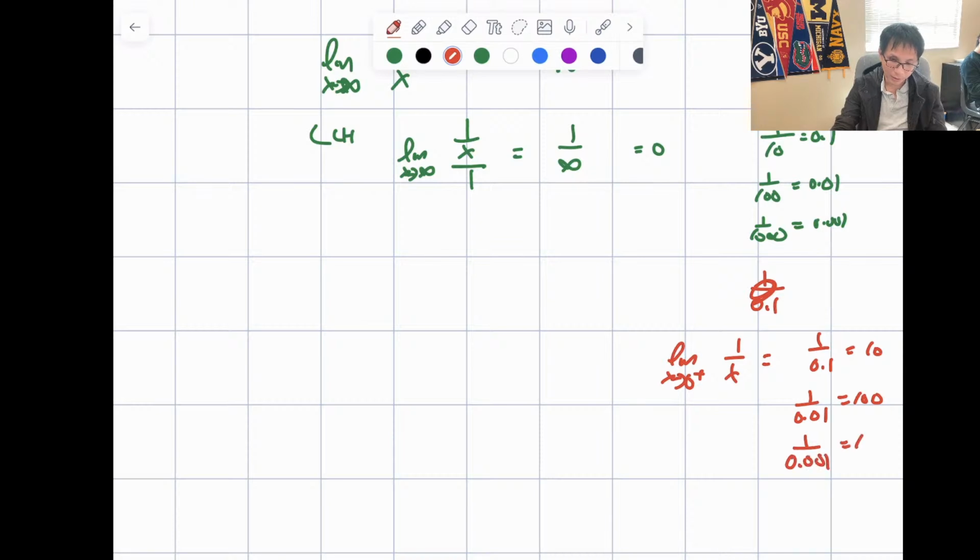1 over a really, really small value actually gets you a much bigger value. Does that make sense? So is any number over infinity just 0? Any number over infinity is 0, because it's infinitely small. Yeah. But if you have any number divided by something really, really close to 0, then that's going to go to infinity because you divided by a really small value. Is this okay?